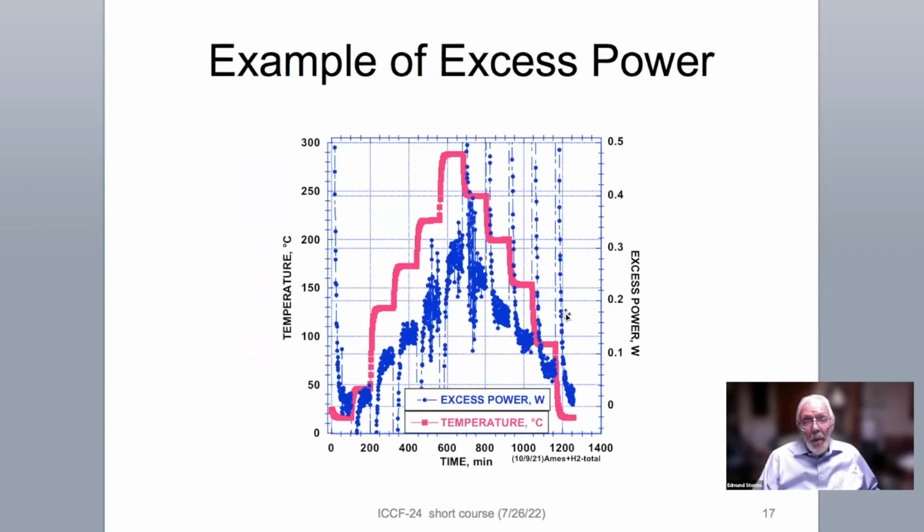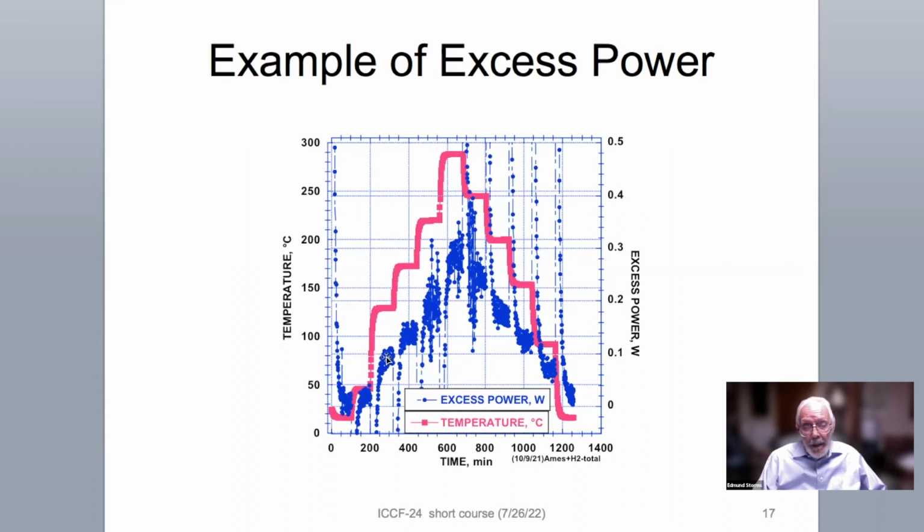This is an example of excess power when an actual sample is placed in the cell. Again, the temperature is increased in steps all the way up to almost 300 degrees. And in this case, it's in a gas-loaded cell. An electrolytic cell can only go up to near 100 degrees centigrade, which does limit, but that does have a significant effect on the amount of power. In this case, it's gas-loaded.